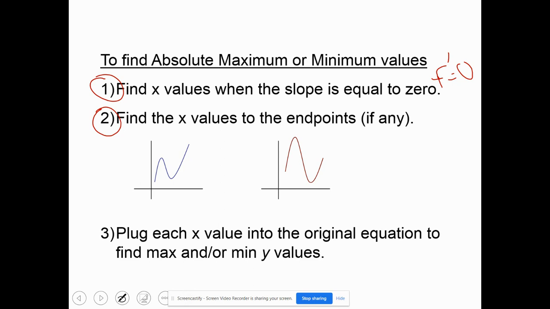Now, today, I'm going to pretty much give you the endpoints. I'm going to give you intervals, all right? But in a lot of the word problems that you would see, you would not be given the endpoints, and you have to determine them if there are any.